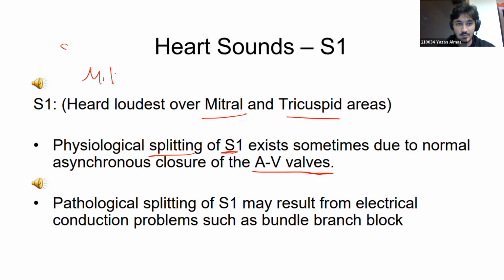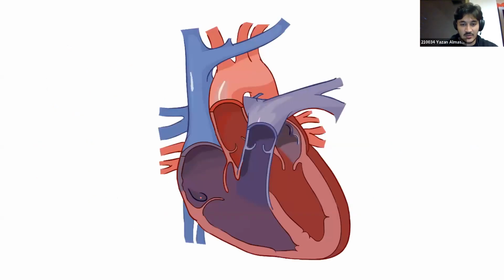We have the mitral valve and the tricuspid valve, right? Now let's say for any reason, let's not think of a reason for now, the mitral valve closes before the tricuspid valve. What will happen is that we're going to have an S1 sound here, but this still doesn't produce the full S1 sound. So once the tricuspid closes, it's going to produce another S1 sound. This is what's known as S1 splitting.